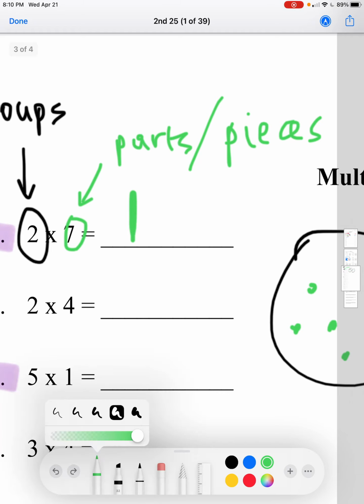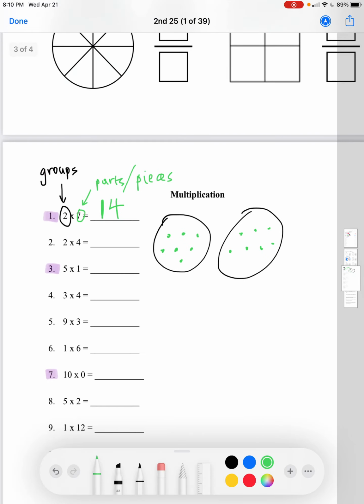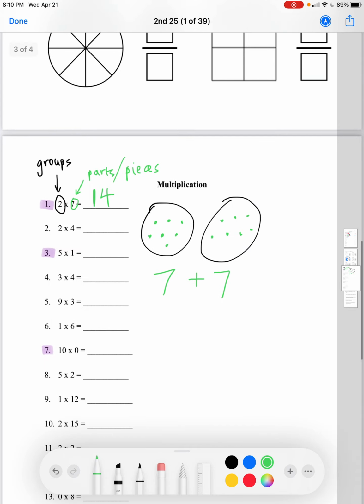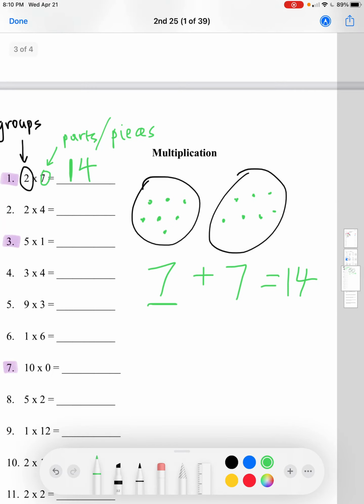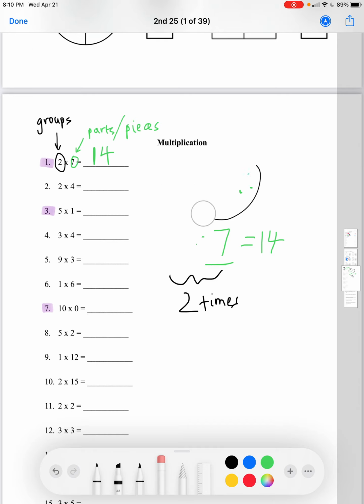Oops, I'll change that. And if you look here, we have 7 here, and we have 7 here. We're looking for the total, so we're going to add them together. 7 plus 7 also equals 14. So we're basically adding the number 7 to itself 2 times, because we're multiplying by 2. So that's a good way to think of it. Whichever way is easiest for you works.